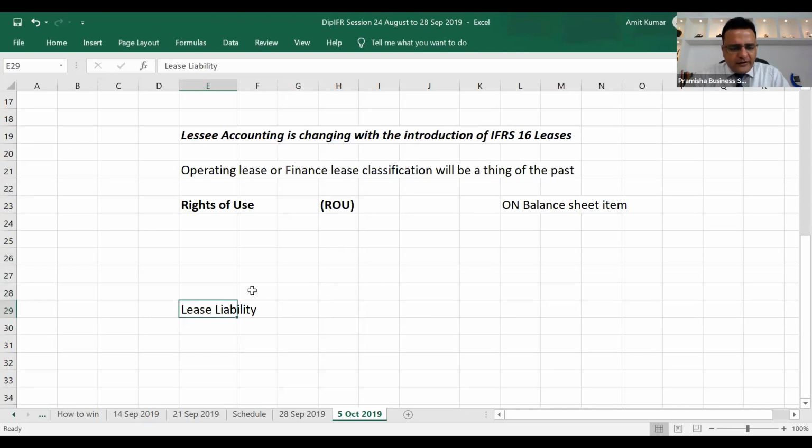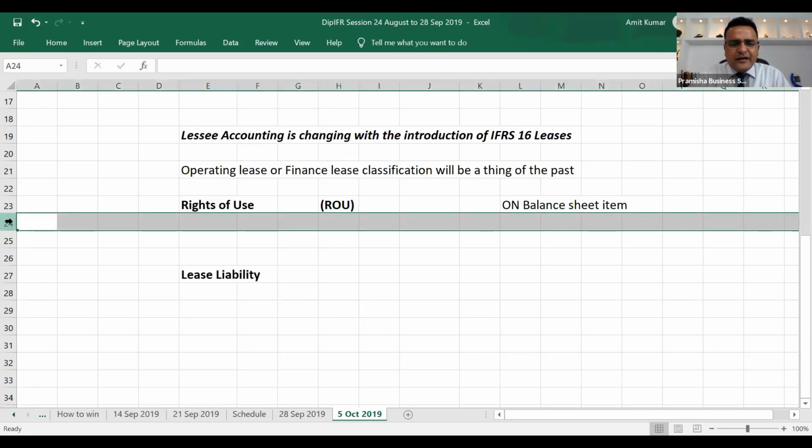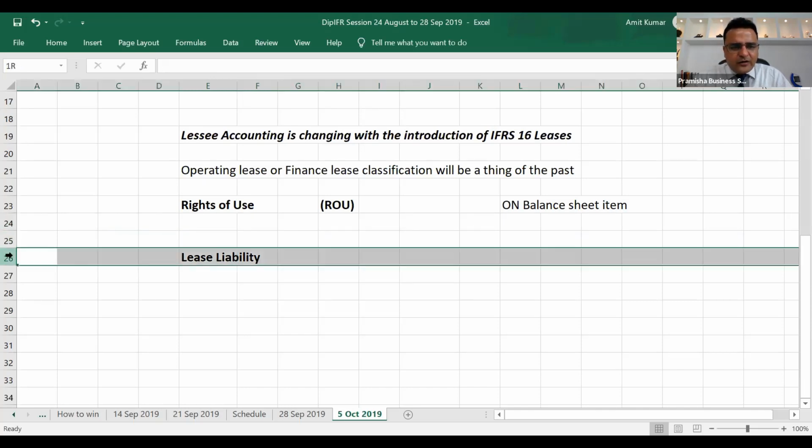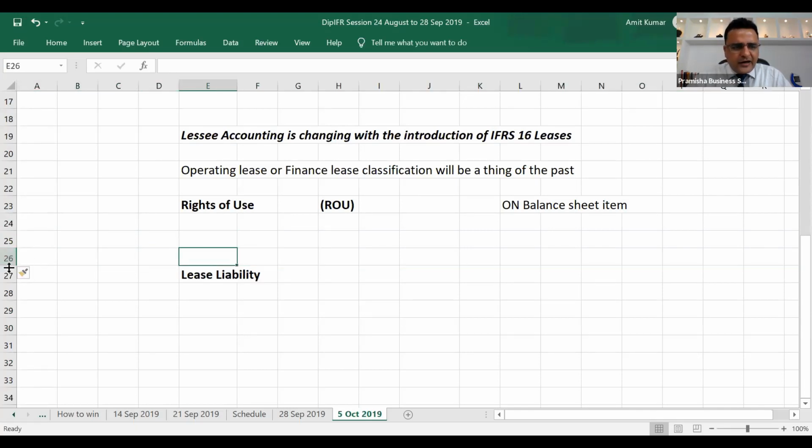Now, for being able to use this asset, there is a corresponding liability agreed on the same date at the inception of the lease. All the lease arrangements will have this feature of an asset on one side and a liability on the other side. Now, this lease liability may not be equal, because to get this right of use, the party may pay.